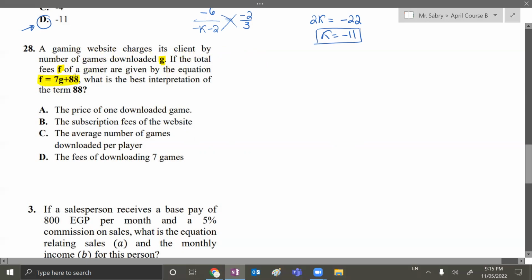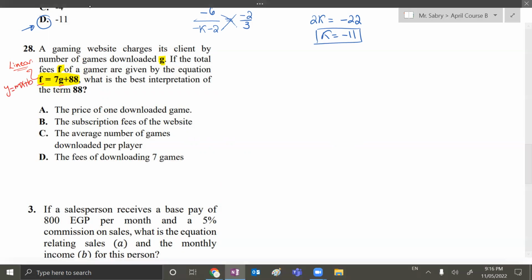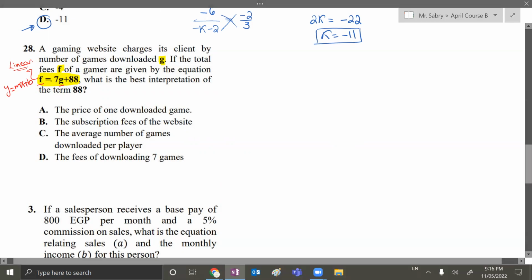I'll stop here because I can easily tell when I look at this, and that should be your thing as well, that this is a linear equation. How did I know that? Because there are two variables and they're both to the power of 1, and it's following the same form of y equals mx plus b, the slope-intercept form. So before I even read anything, I understand that 7 is the slope and that 88 is the y-intercept.